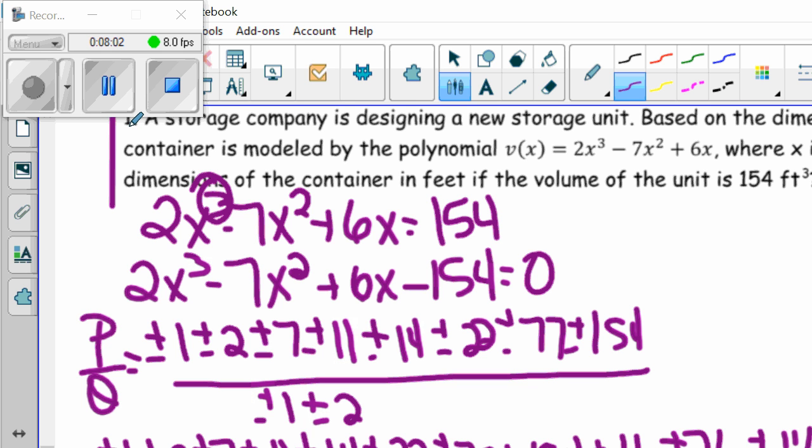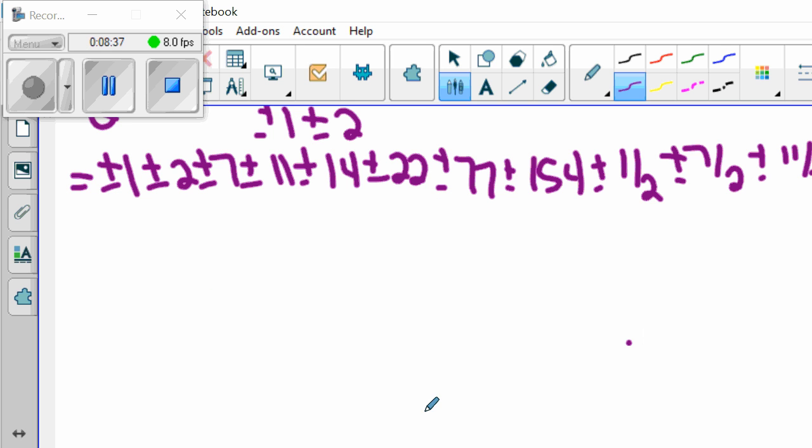Let's think about the numbers that we want to pick, okay? What is x representing? X is representing the width of this storage unit, okay? I can probably eliminate my small numbers and my large numbers, right? Because the width, I'm probably not looking at positive negative 1. I'm probably not looking at positive negative 154. I would probably think that the 77 wouldn't work as well. So I'm thinking maybe let's try something in the middle here. So let's just take positive 7. Let's try positive 7. I'm going to see if positive 7 is a 0.